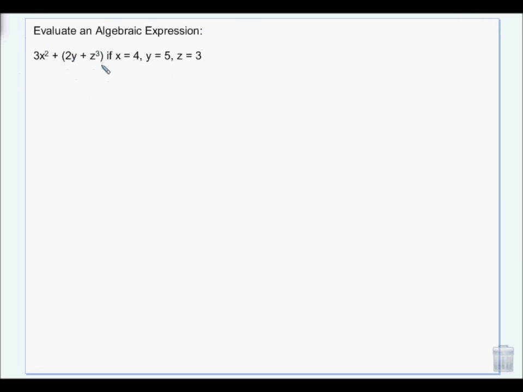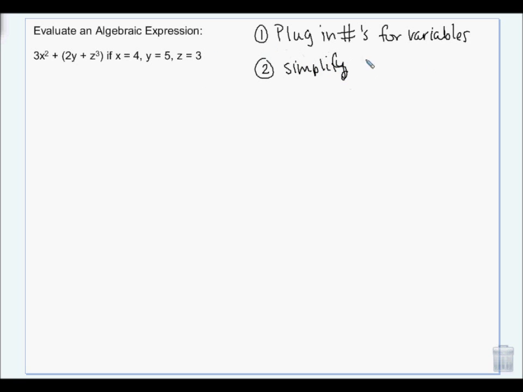To evaluate an algebraic expression, basically if you see something like this, where it gives you an expression with variables in it, and then it says if, and then it tells you what the variables equal. Okay, so the first thing you do is you plug in all the numbers for the variables, and then the second thing you do is simplify.